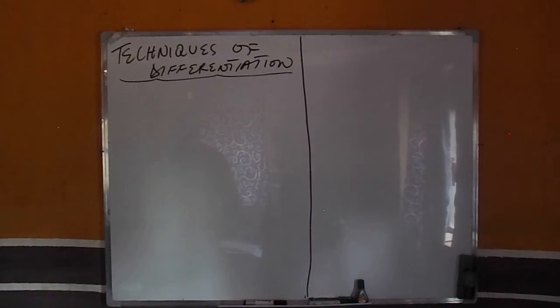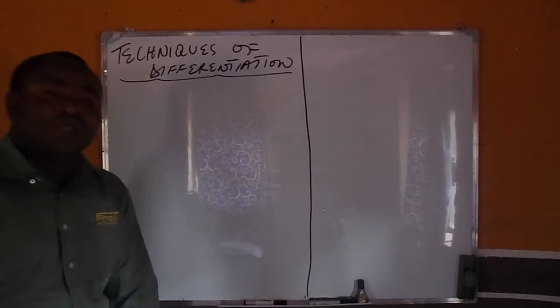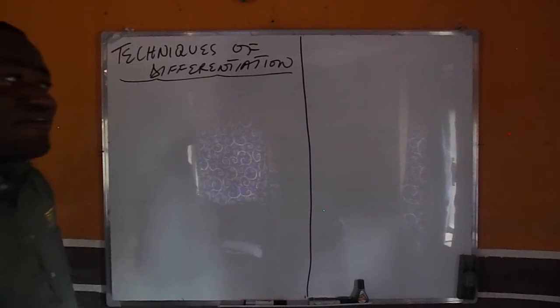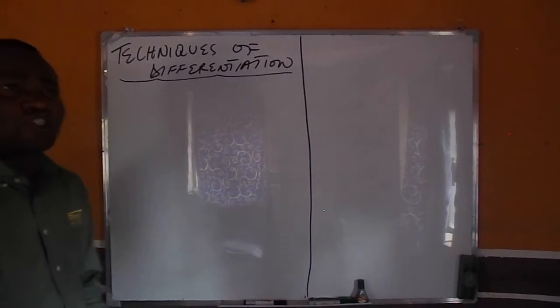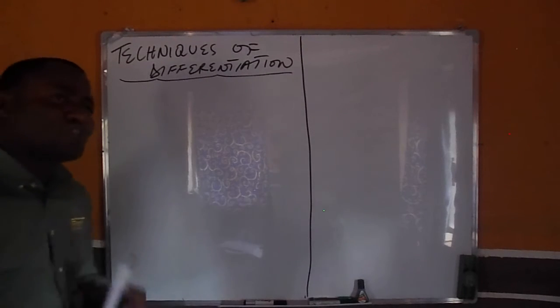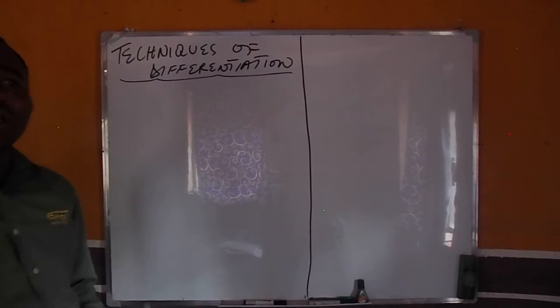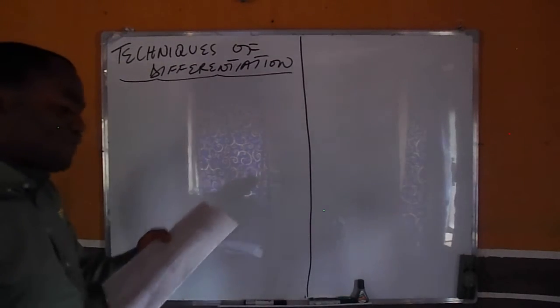Welcome to today's class on techniques of differentiation. Differentiation is the process of finding the derivative of a function. We will be looking at various rules under differentiation and how we can solve various questions under differentiation. For this class, we will be starting with what is known as the constant function rule.